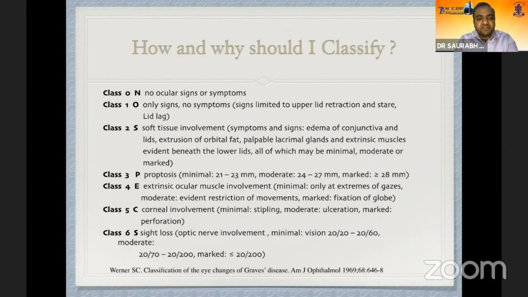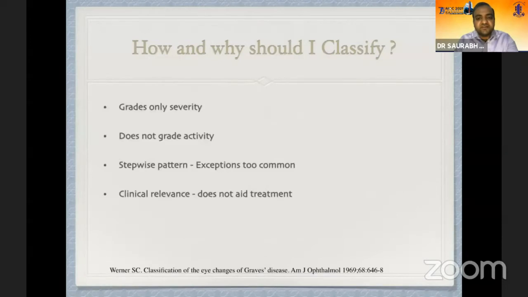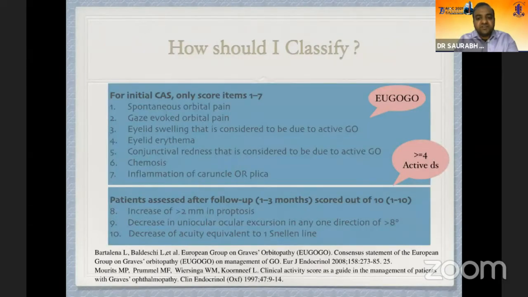So there have been various classifications. The first was by Werner, the NOSPECS, but it has several disadvantages. The most commonly utilized in the clinic now are the Moritz classification or the EUGOGO classification. EUGOGO means European Group on Graves' Orbitopathy. These are basically similar, except that the Moritz has 3 more points which are added during the follow-up period. So this is a clinical activity score. It has 7 points in EUGOGO and 10 points in the Moritz. For EUGOGO, there is 1 point for each of these 7 items.